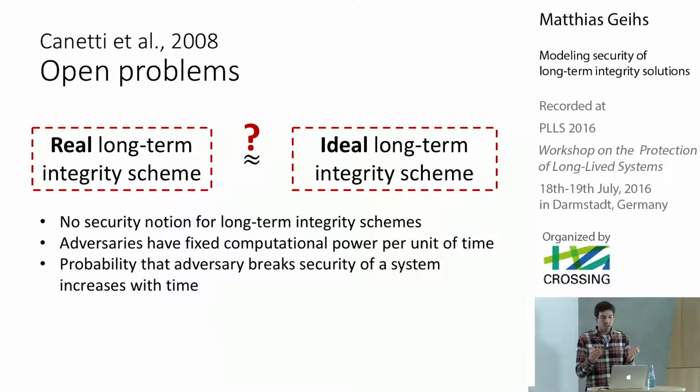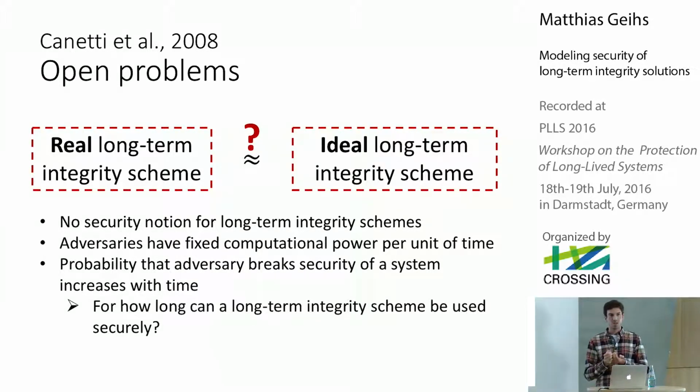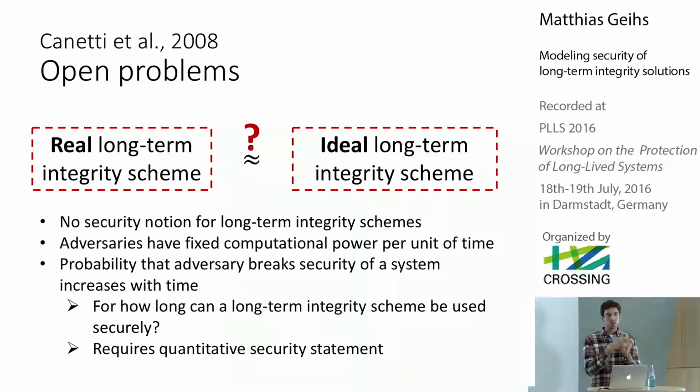But basically, over time, the probability that you break, for example, a single timestamp, and thereby break the overall integrity protection, is only increasing. And so for us, a really important question is for how long can we protect the integrity of a system? This is also something which is left open in this paper. We think that it requires really a quantitative security statement. It's not something where you say, okay, it is secure or not, but maybe it's secure until this point in time, and beyond that there are no sufficient security guarantees anymore, depending on what the context of the long-term integrity scheme is.